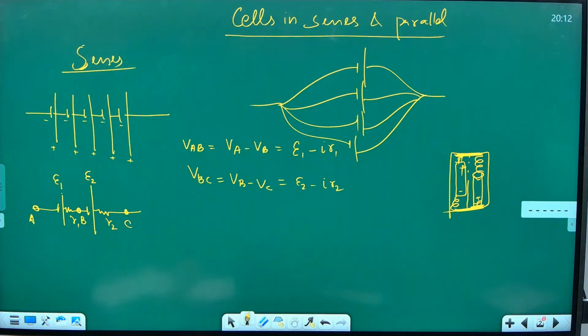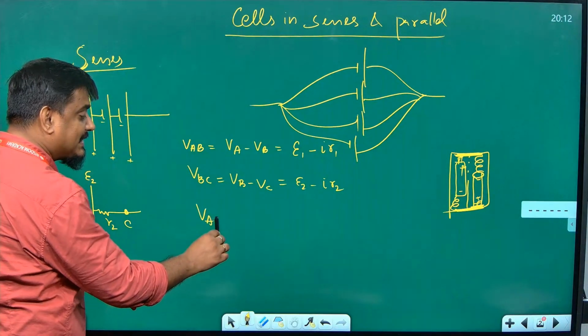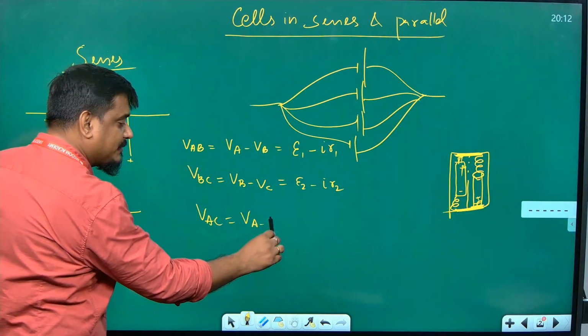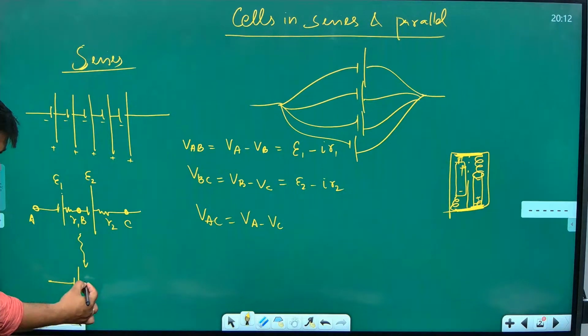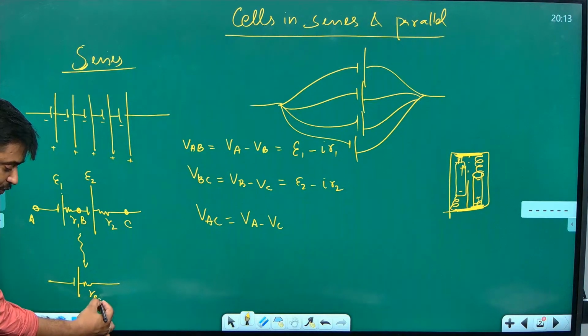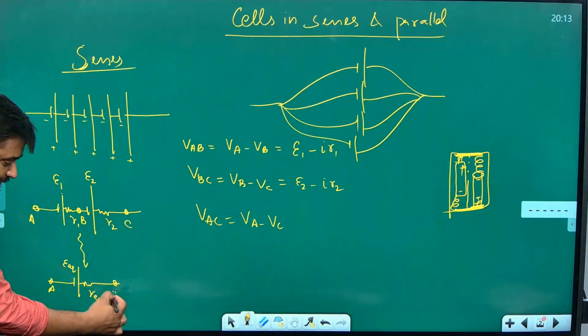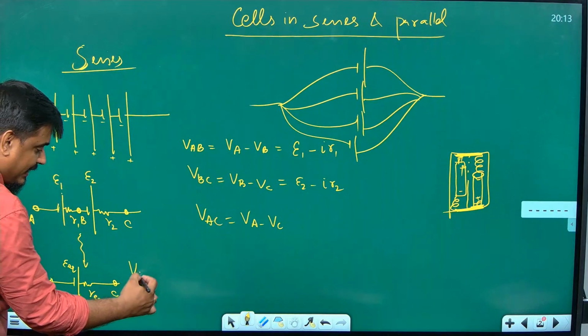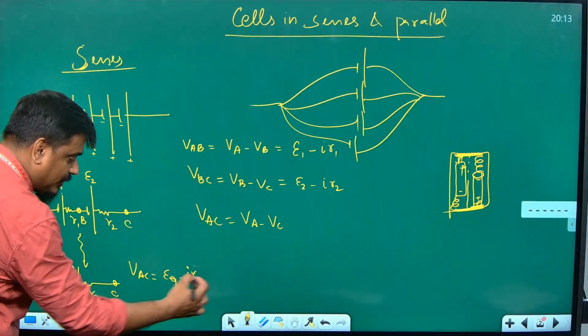Any problem? If I want to write VAC, that will become equal to VA minus VC. I cannot write it in that form until I make an equivalent of it. If you make an equivalent of it, then it will become like this, with a value of R equivalent and a value of E equivalent. This point is A, this point is C. So I can write the value of VAC as equal to E equivalent minus I into R equivalent.